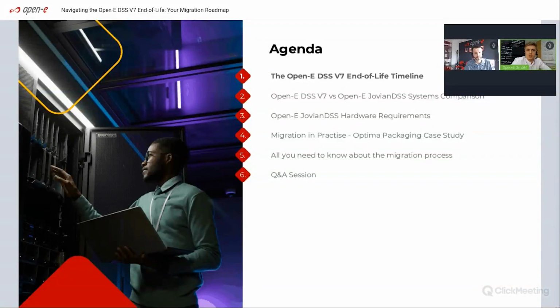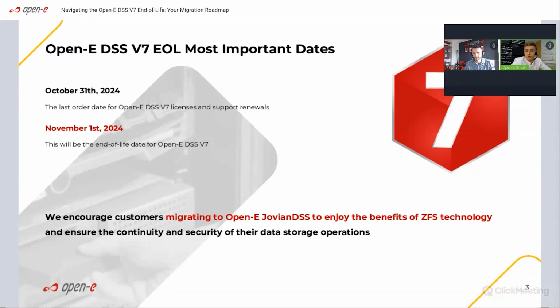So yes, starting from the first topic, this is what the end-of-life Open-E DSS V7 timeline looks like. Very simple. For October 31st, 2024, the last day of purchase is scheduled, which means that this will be the last chance to buy a license for Open-E DSS V7, also storage extensions and support renewal or reinstatement. So now is a good time to consider whether you want to build your system with Open-E DSS V7, renew your support license, or extend your storage, of course.